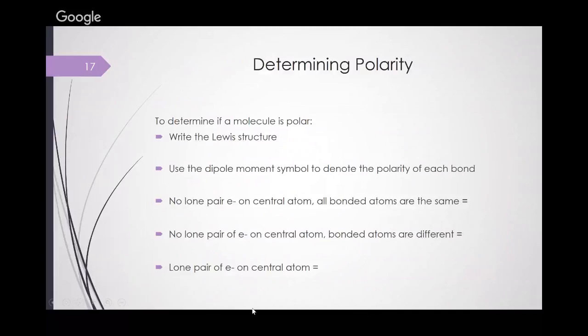A simple way to determine polarity for a molecule is simply to look at: are there lone pairs of electrons on the central atom, and are all the bonded atoms the same? If this is true, then your molecule will be nonpolar. If there are no lone pairs of electrons on the central atom, but the atoms that are bonded are different, then you're going to have a polar molecule. If there is a lone pair of electrons on the central atom, then the molecule will be polar. So once again, this is looking at the central atom, not lone pairs of electrons on any of the terminal atoms, because they're typically going to have a lot of lone pairs of electrons.